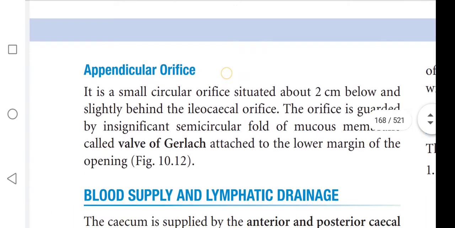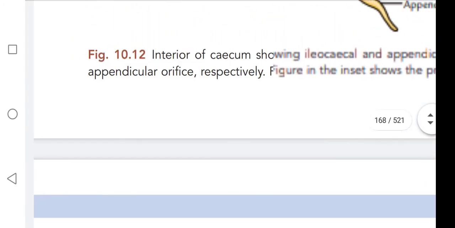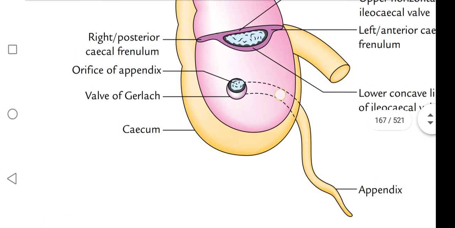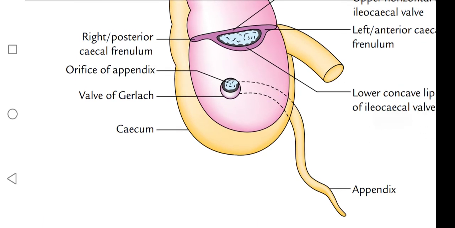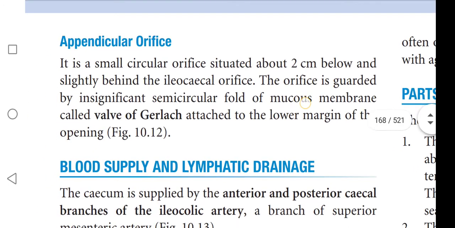Next is the appendicular orifice. This is a small circular orifice situated about 2 cm below and slightly behind the ileocecal orifice. This is the appendicular orifice, circular in shape, present 2 cm below and behind the ileocecal orifice.